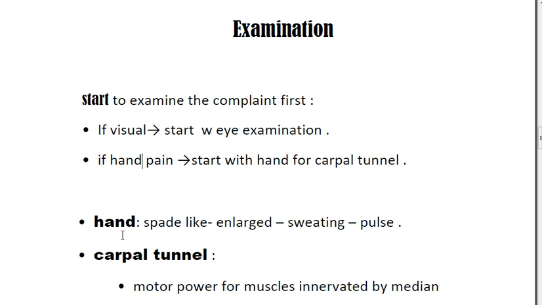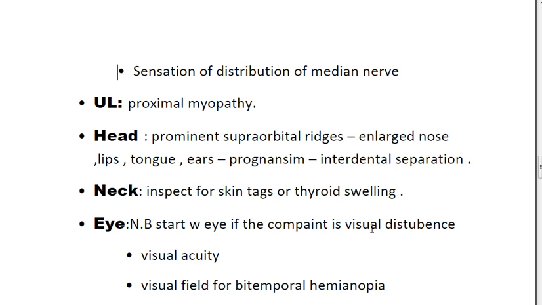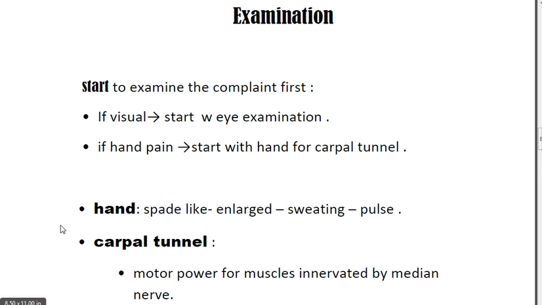Then we will start with the hand of the patient. It will be spade-like or enlarged. You have to check for sweating in the palms and palmar erythema. You have to check also for the pulse, as this patient may be associated with thyroid nodule and maybe hypothyroidism. Then for carpal tunnel syndrome.